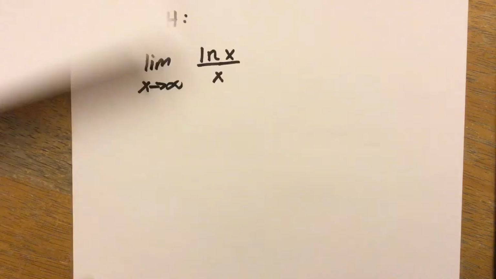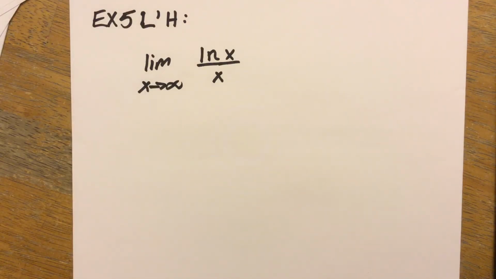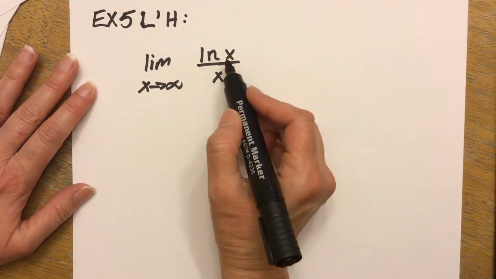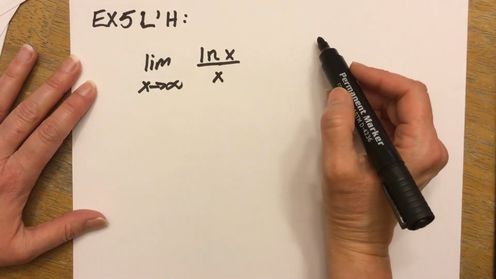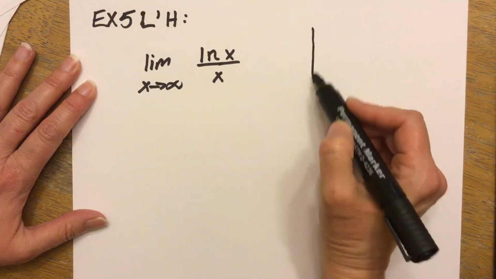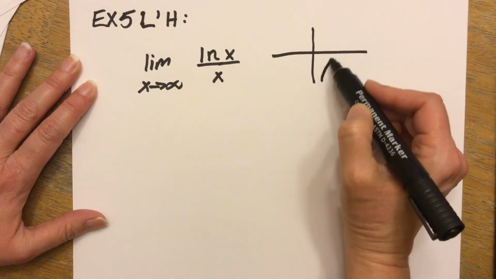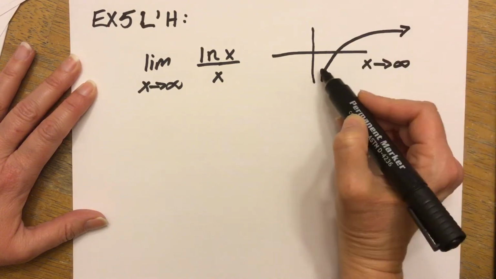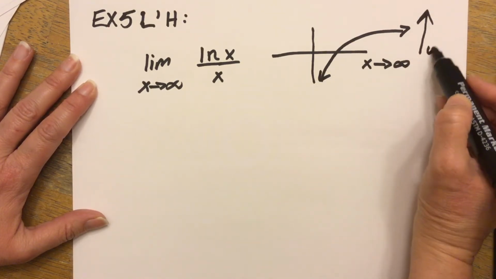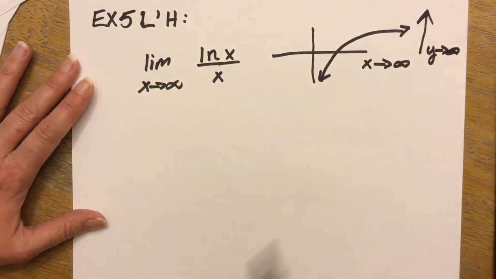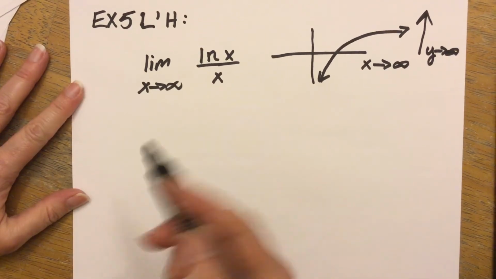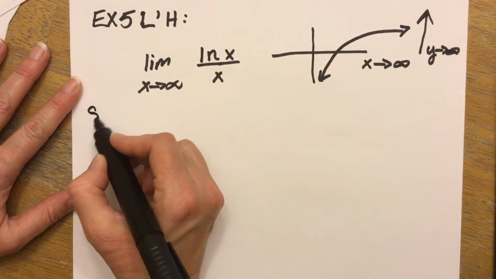Example 5. Looking at this, if we think about what the graph of the natural log of x looks like, as x gets bigger and bigger and bigger, so as x approaches infinity, this graph on the y is also approaching infinity. It's just a super, super, super, super slow growing function. So we do get infinity over infinity.